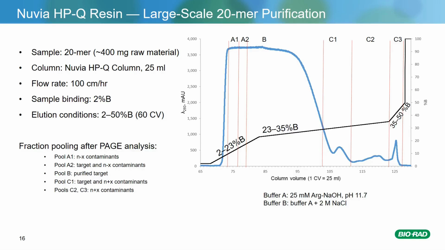You'll see fractions A1, A2, B, and then C1 through C3. The fraction pooling after page analysis shows pool A1 is N-X contaminants. Pool A2 has target and N-X contaminants. Pool B contains only purified target. Pool C1 contains target and N+X contaminants. And pools C2 and C3 only contain N+X contaminants.